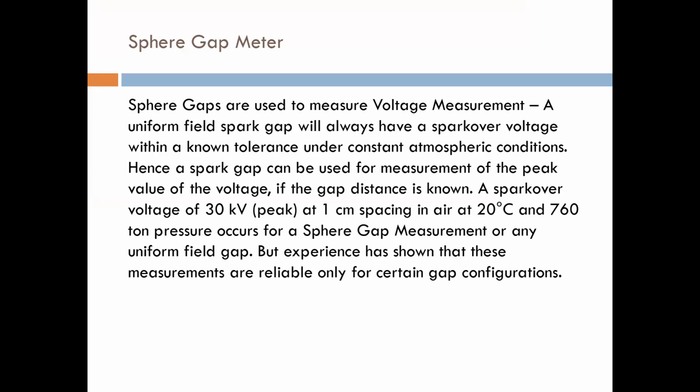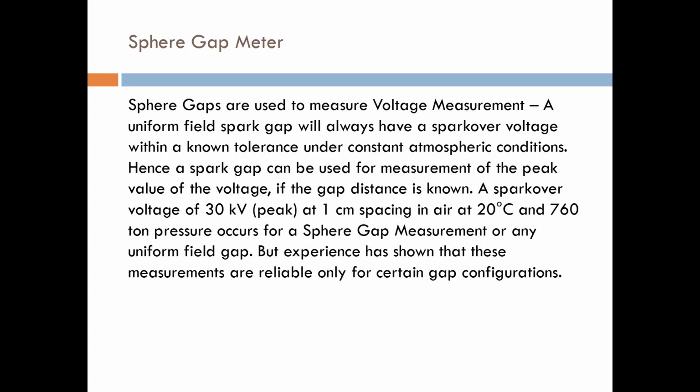When the spark occurs, so now there are two spheres. A supply voltage, high voltage, is given, and these two spheres are brought near to each other. As the distance decreases, at a certain distance, what happens? A spark is going to occur, and at that voltage, you can say that that is the peak AC, DC, or impulse voltage.